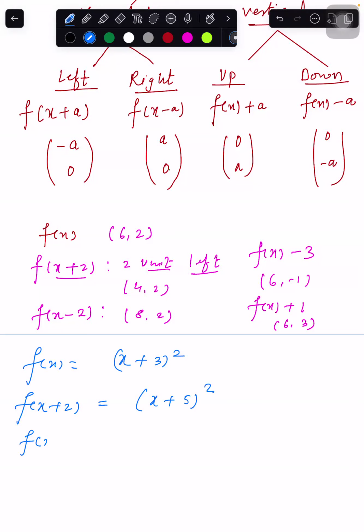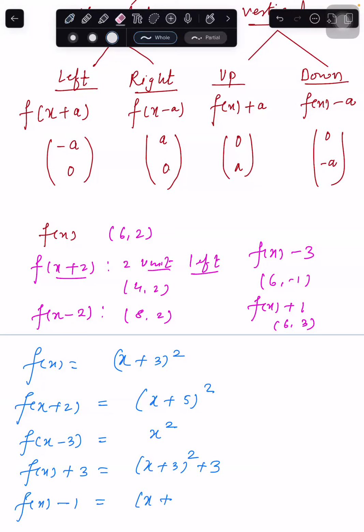If I ask you to find f of x minus 3, you'll replace x by x minus 3. So it will become only x square. Do you agree? If I ask you to find f of x plus 3, this will be x plus 3 the whole square plus 3. If I ask you to find f of x minus 1, this will be x plus 3 the whole square minus 1. Is that clear?